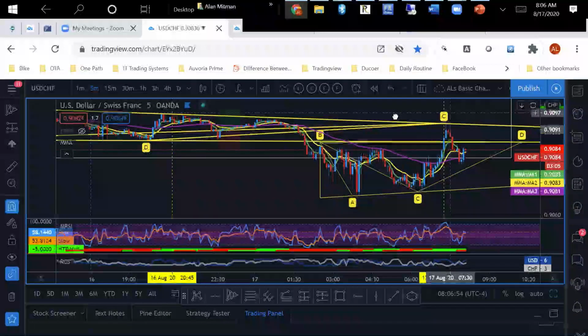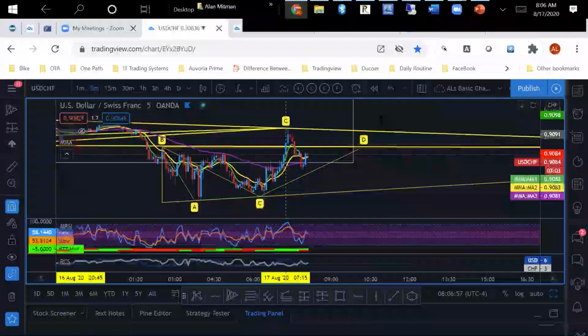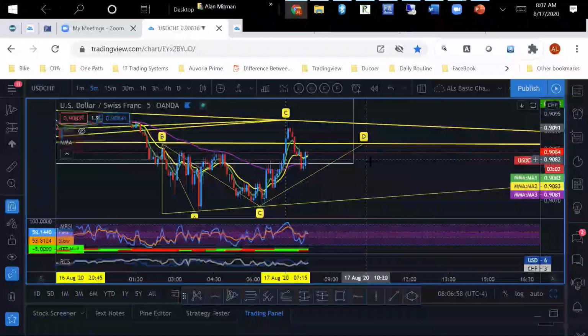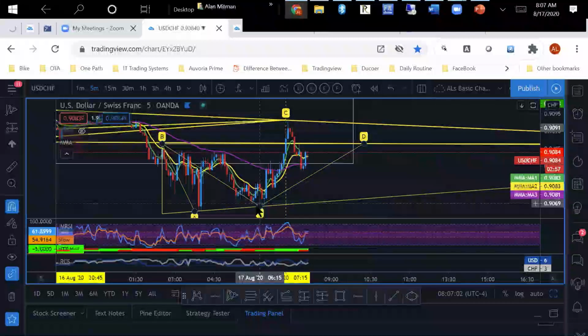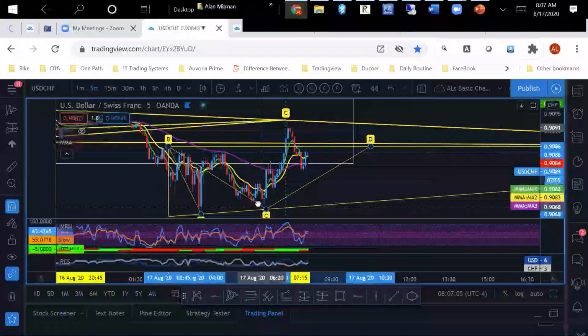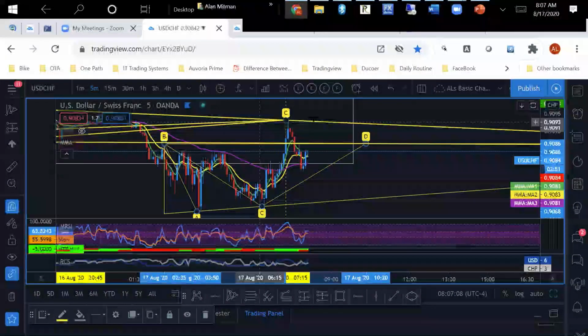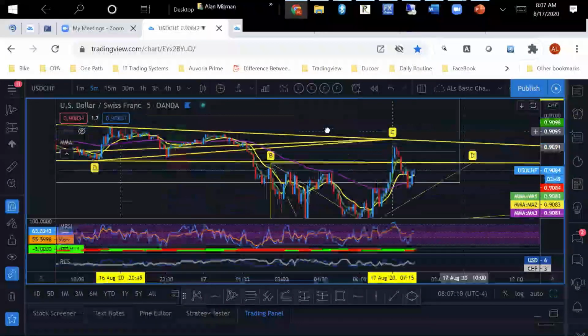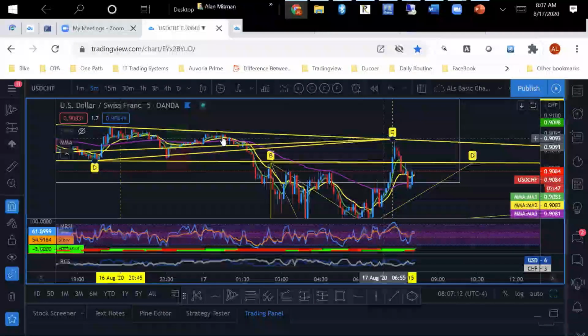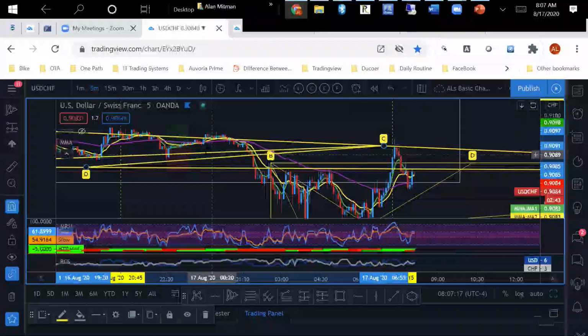So until it starts getting a little bit more clarity, I'm just going to stay out of this trade. I mean, you can try and trade it, but the fact that it challenged this heavier yellow line several times... I'm just going to take this one off because it's getting too crowded here.